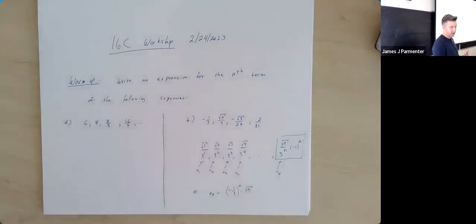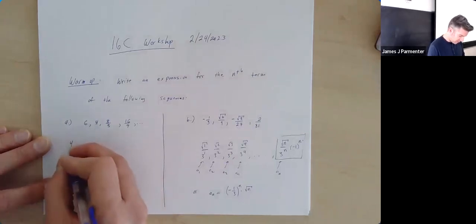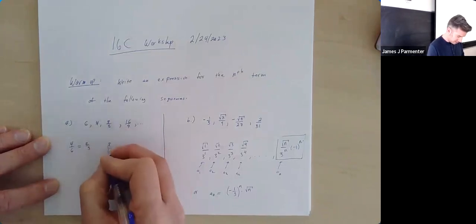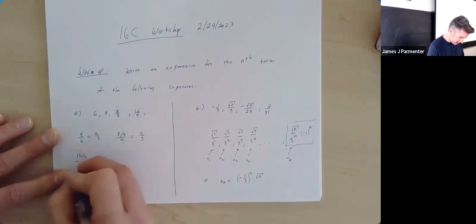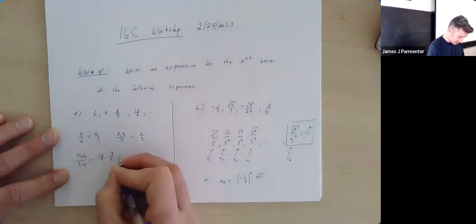So one thing to look for is whether each subsequent term is the same multiple of the previous term. So you could ask yourself, what do you multiply by 6 to get 4? Or in other words, what's 4 divided by 6? What is 8/3 divided by 4? 2/3. What is 16/9 divided by 8/3? Well, let's check. It's 16/9 times 3/8, which is going to be 2/3.